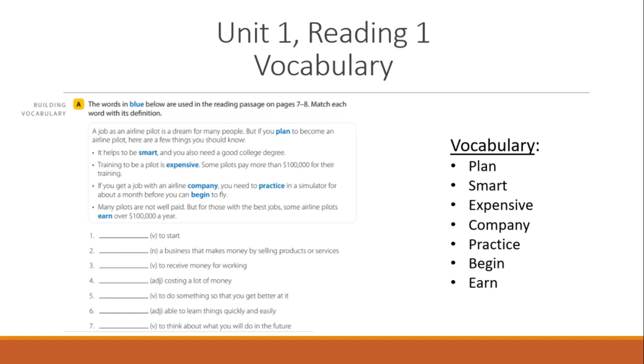So very quickly, we can talk about a plan, right? A plan is something that you think about doing in the future, something you want to do later.